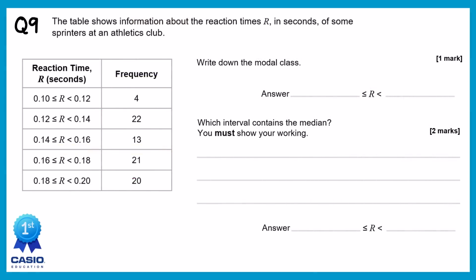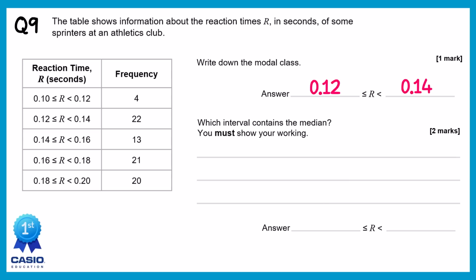In the first part of this question, we're asked to write down the modal class. This is the class with the highest frequency. Looking at the table, the highest frequency is 22, which corresponds to the class between 0.12 and 0.14. So that's the answer, in between 0.12 and 0.14.